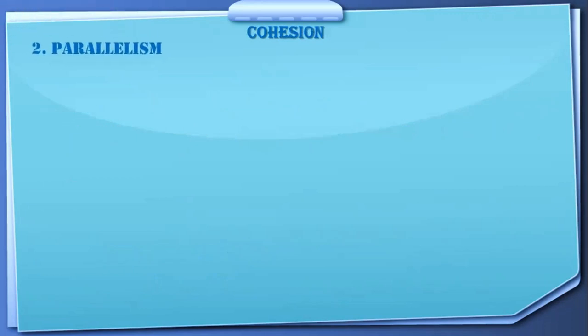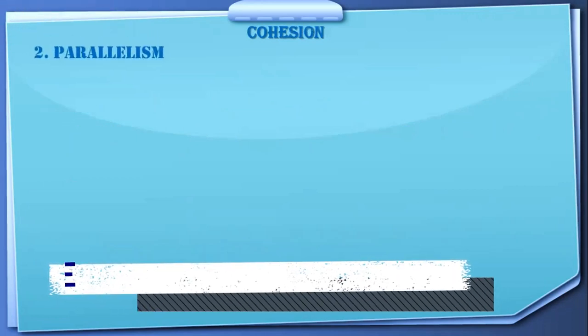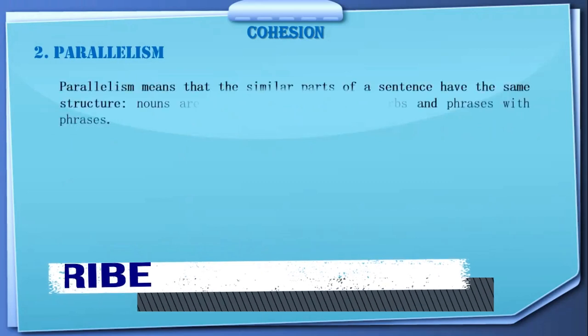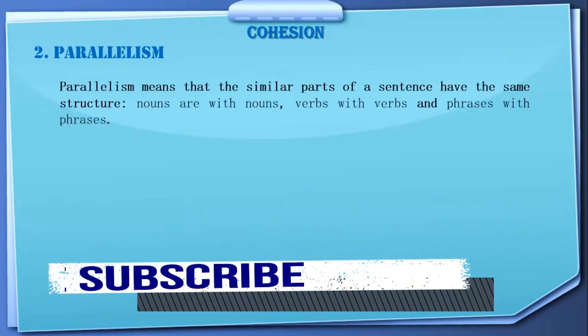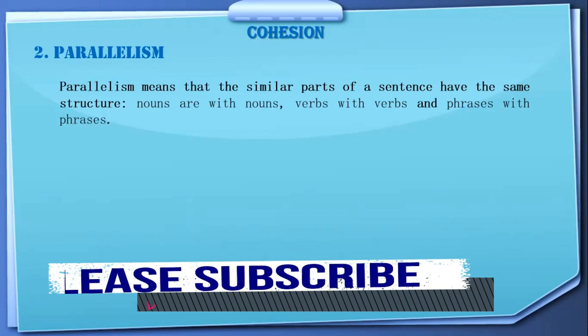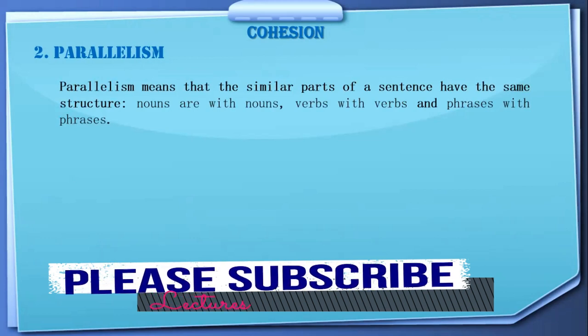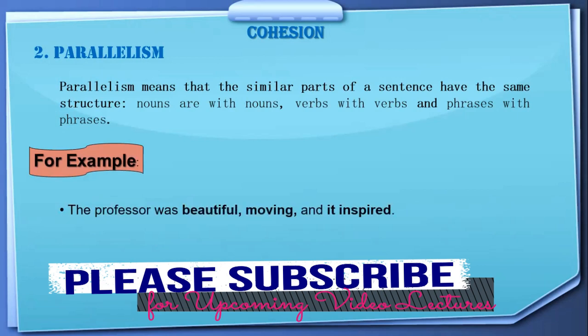Here is another area which we are going to discuss, and that is parallelism. Parallelism means that the similar parts of a sentence have the same structure. Nouns are with nouns, verbs are with verbs, and phrases are with phrases. For example, the professor was beautiful, moving, and it inspired. Now you see, this is non-parallelism. It is not parallelized. How would it be parallelized?